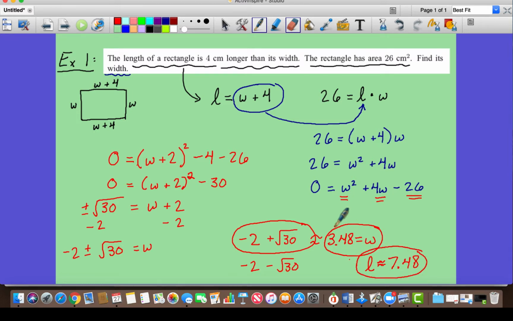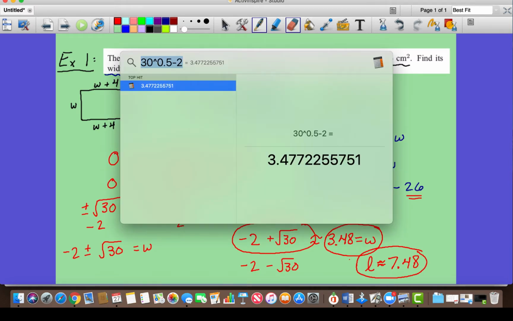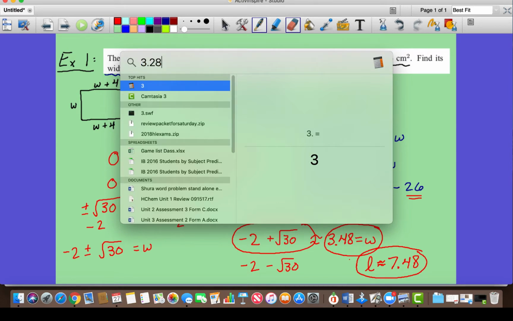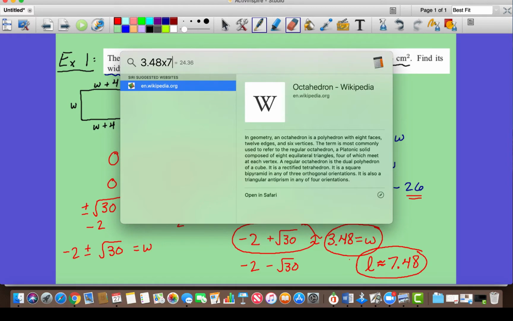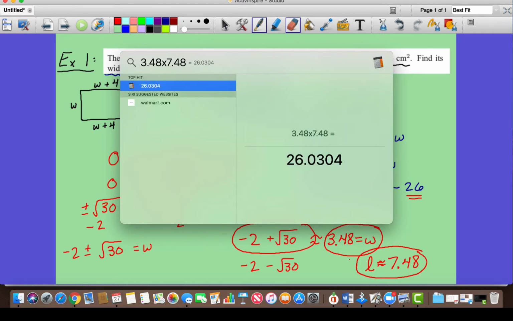And these answers are easily checkable. We just need to confirm that our length times our width is equal to 26, or about equal to 26, since we used approximate answers. So let's take a look. 3.48 times 7.48 equals 26.03, so we're set.